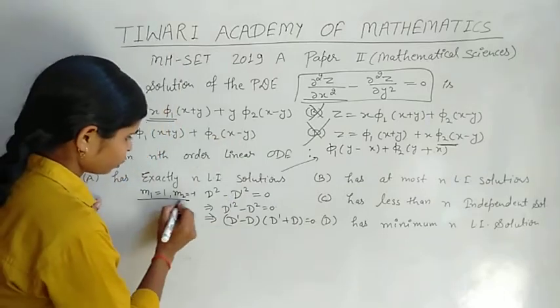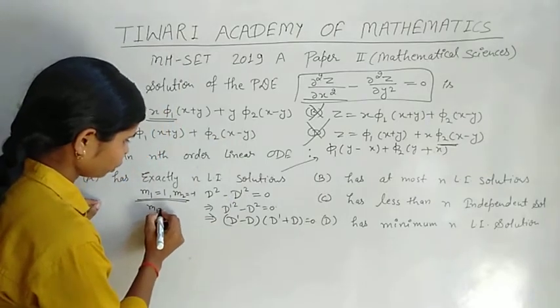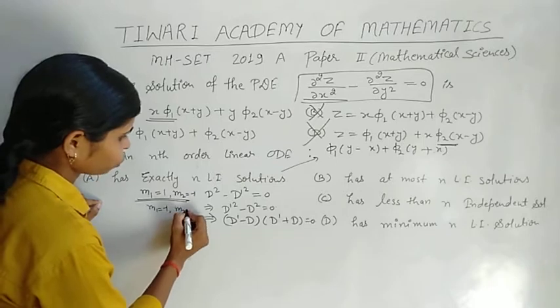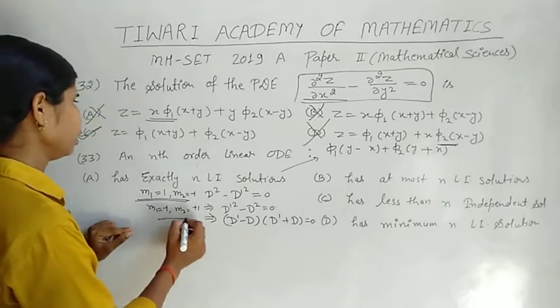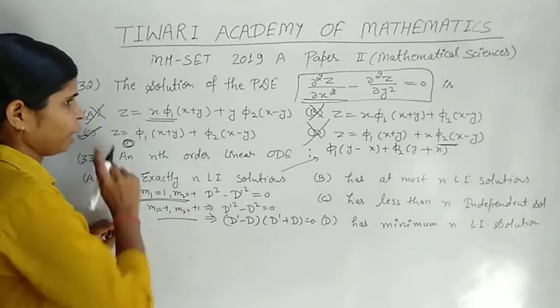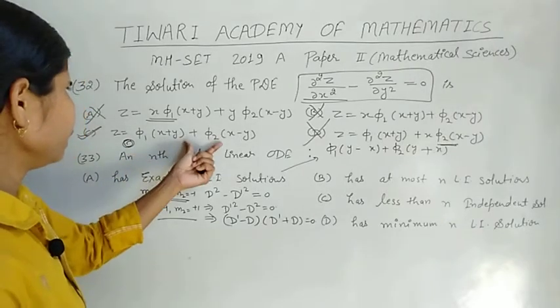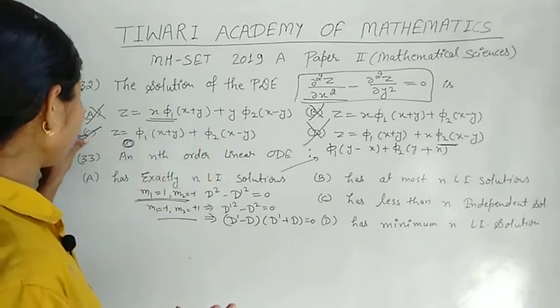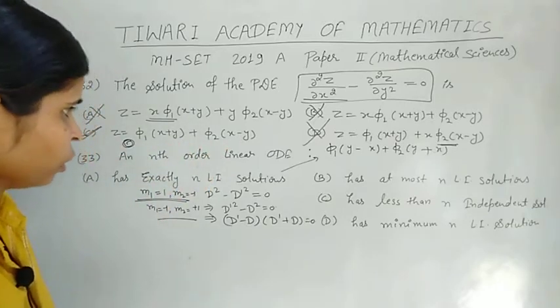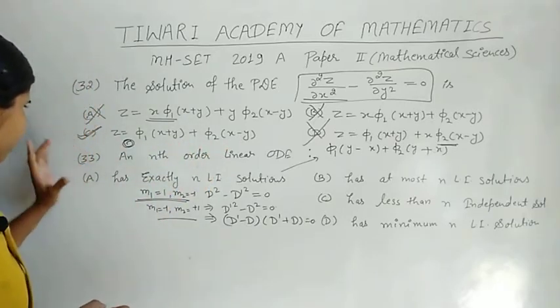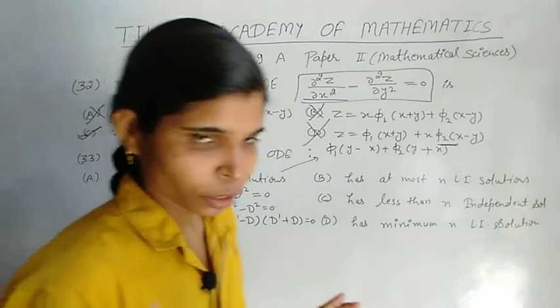This is our choice. If we take m1 = −1 and m2 = +1, then our option C matches. Okay. Finally, in every case, our option C is the correct answer. Now we move on to the next question, question number 33.